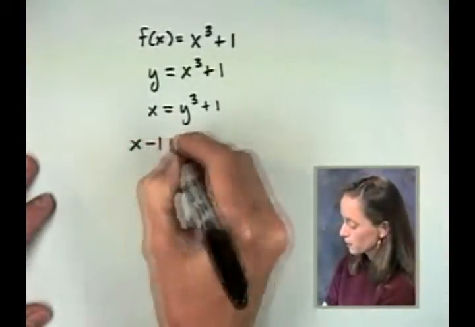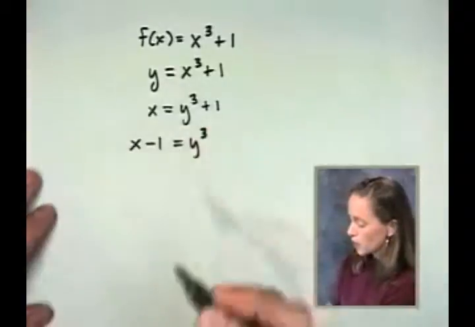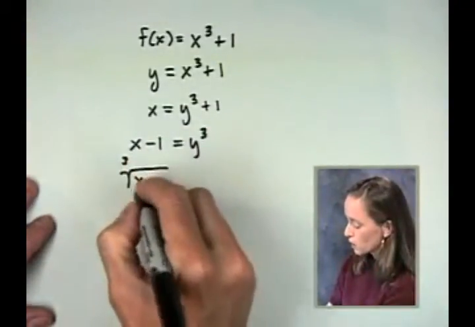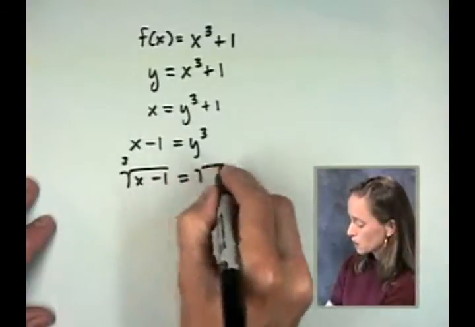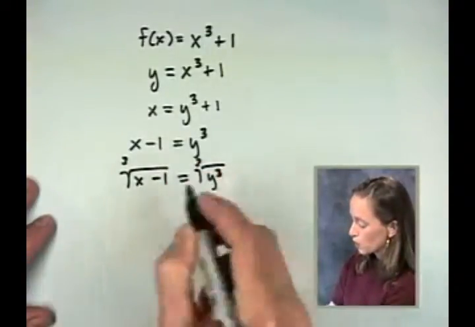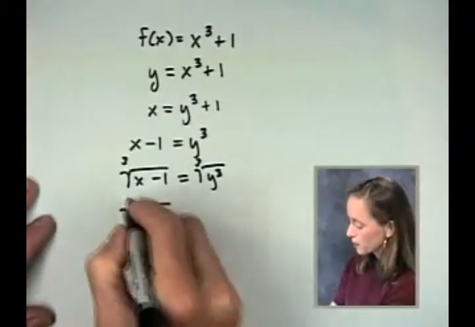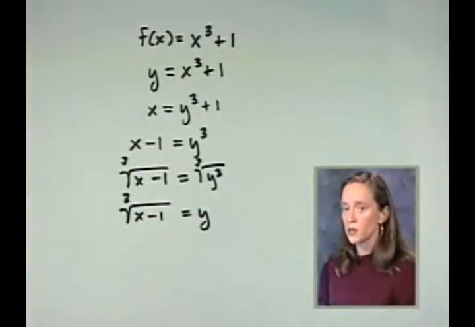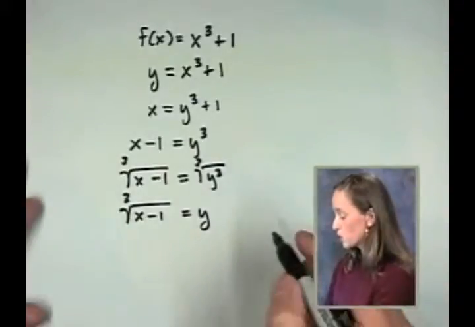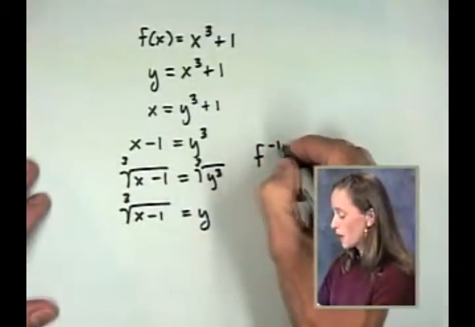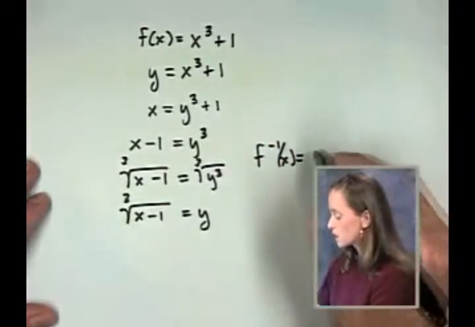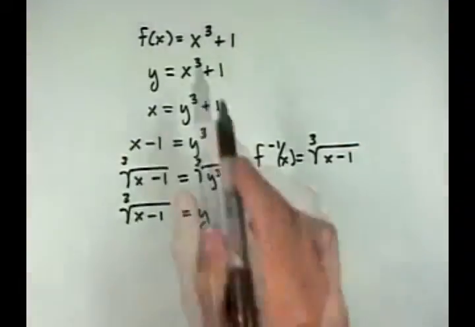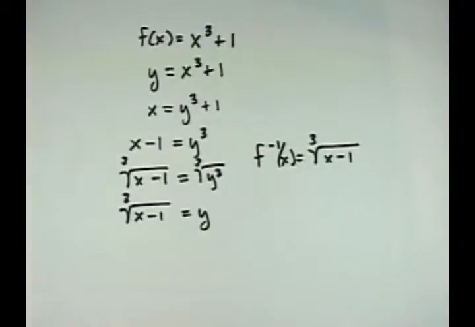Subtract 1. And to undo the cube, remember what we can do is take the cube root of both sides. And the cube root of y cubed is y. The statement, the cube root of x minus 1 equals y, is what I was looking for. This function, written with the correct notation, f inverse of x equals the cube root of x minus 1, is the inverse of f of x.